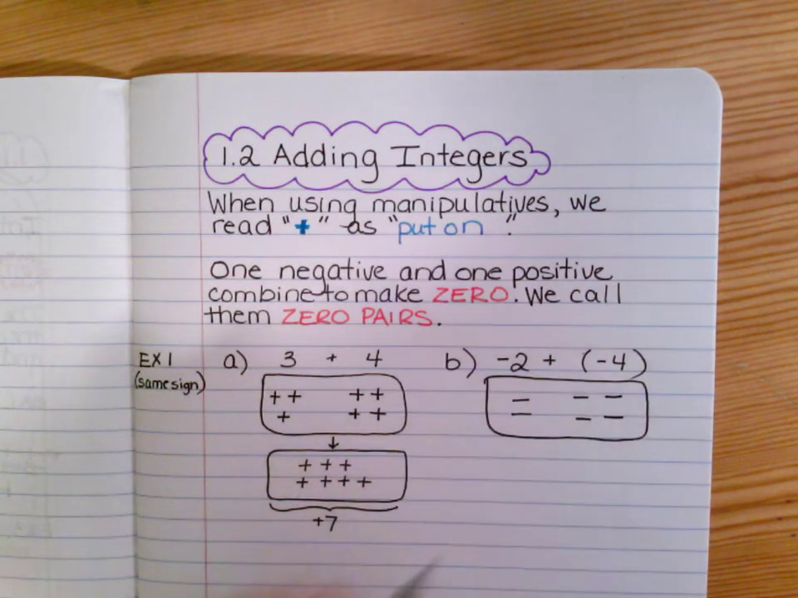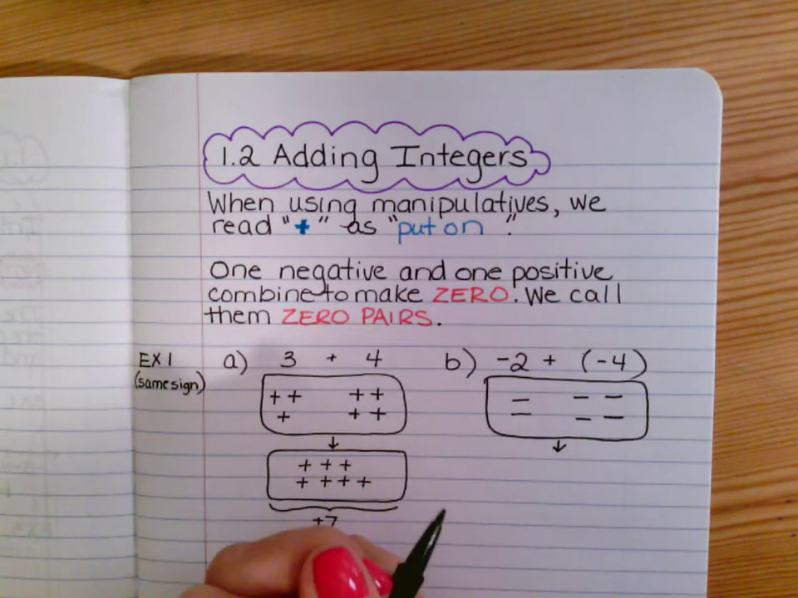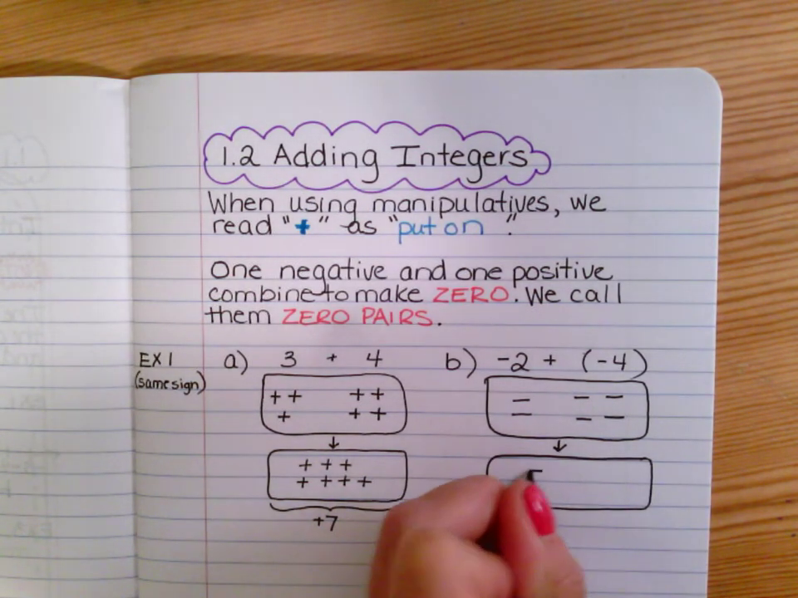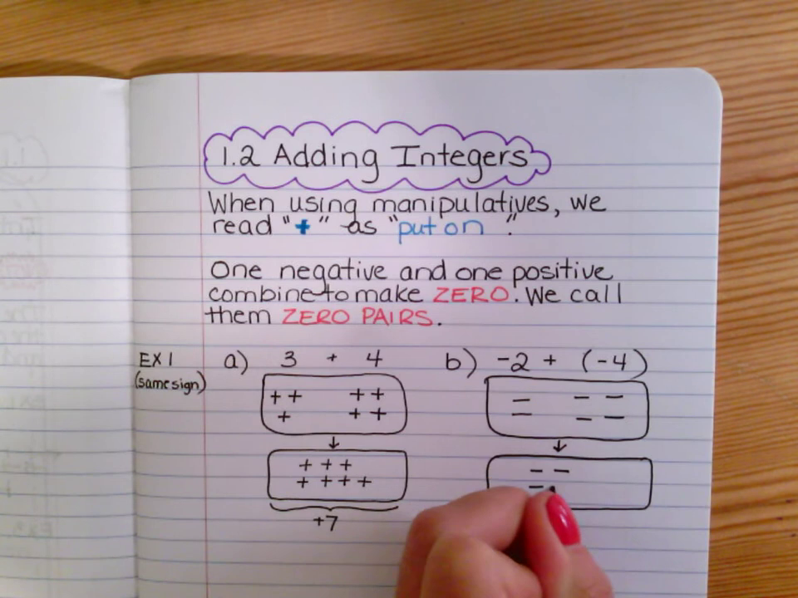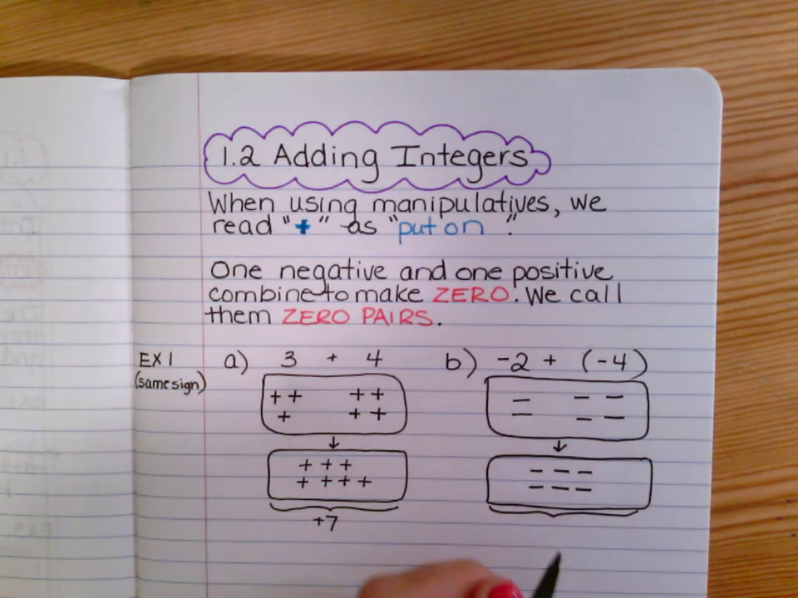So to simplify this, we just put all of those pieces together. So we'll take the 2 pieces and put that together with the 4 pieces. And we can see that a negative 2 and a negative 4 gives us a negative 6. There's 6 negatives there.